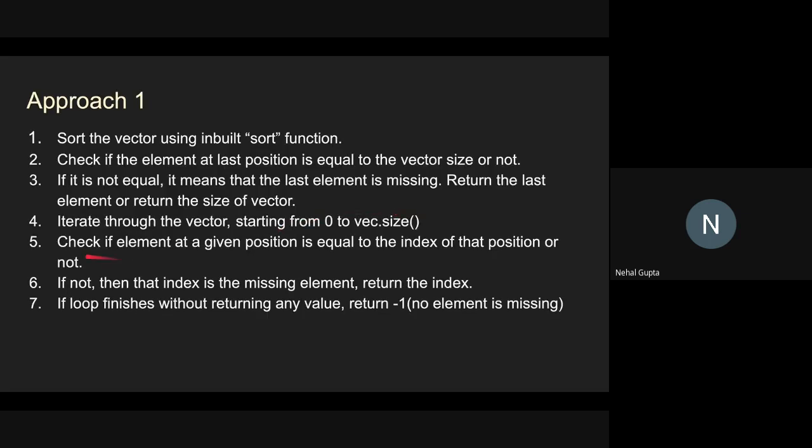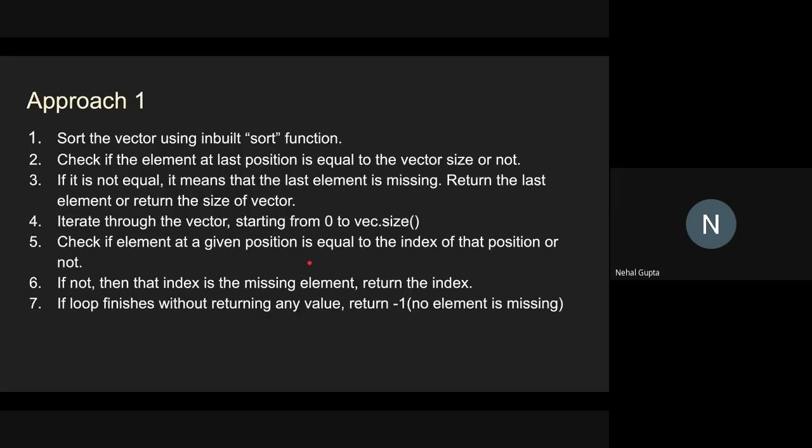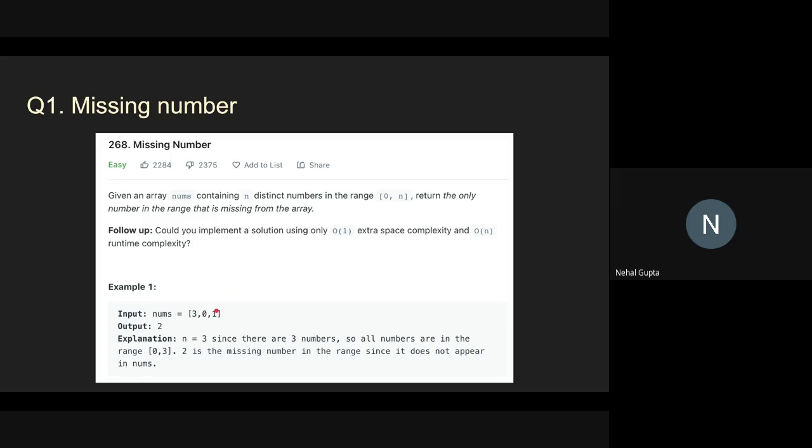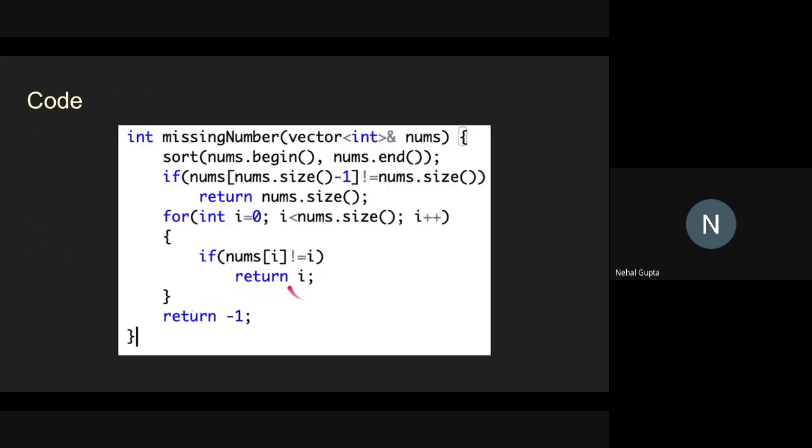And now you check if the element at the ith position is equal to the index or not. i is the index, okay? Since i is the index, you check if the element at the ith index is equal to i or not. But after sorting, we saw that 3 is at the second position. So i is 2, but nums[i] is 3. Since they are not equal, we return the index. Therefore, we return 2 from this function. And as we return 2, we find out that 2 is the missing number.